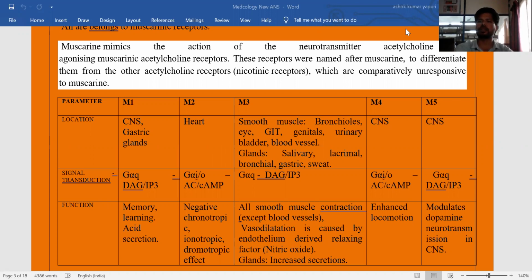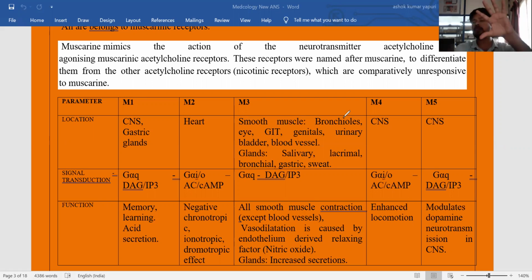Today our discussion is on muscarinic receptors. How many types of muscarinic receptors are there? What is their location? What is their function? The muscarinic receptors come under the parasympathetic nervous system. In the parasympathetic nervous system, the ligand molecule is acetylcholine. This acetylcholine interacts with muscarinic receptors as well as nicotinic receptors. Here our discussion is on the muscarinic receptors.